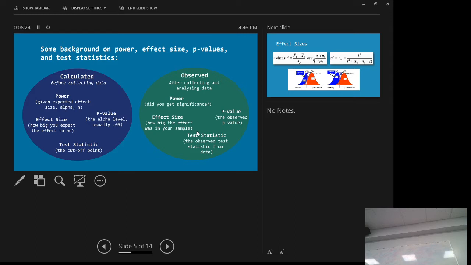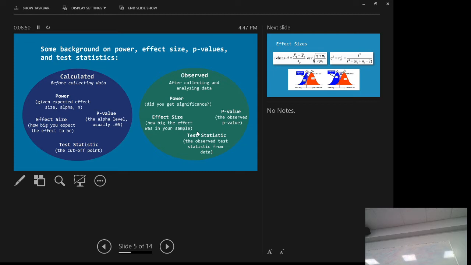And you can compute what's called observed power. Sometimes it's called post hoc power or retrospective power. It's the power that this data gave you to detect the effect that is in this data, which, after you get your data, is going to tell you the same thing that the p-value is going to tell you. I'll show you an example in a minute. So that's once we have our data in hand.